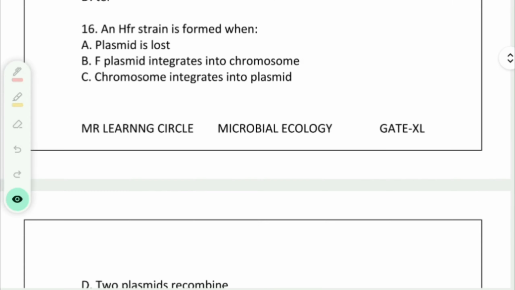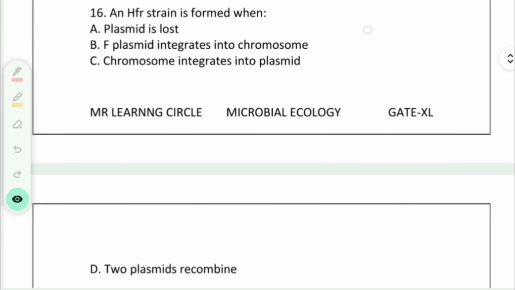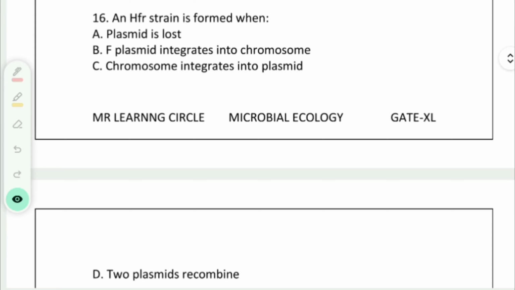Question number 16. An Hfr strain is formed when, options are A, plasmid is lost, B, F plasmid integrates into host chromosome, C, chromosome integrates into plasmid, D, two plasmids recombine. So the correct answer for this question is option B, F plasmid integrates into chromosome.